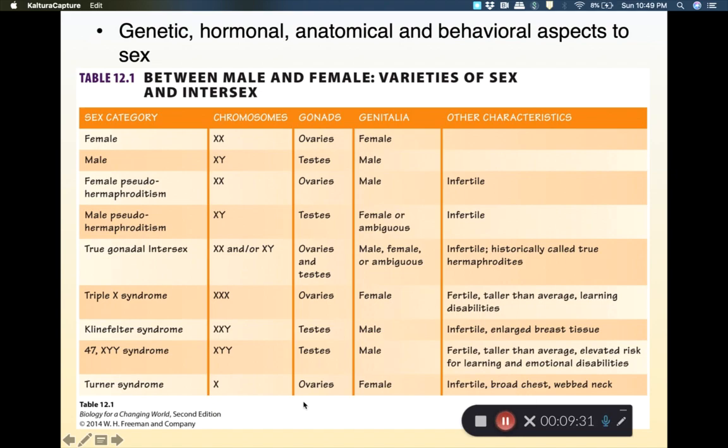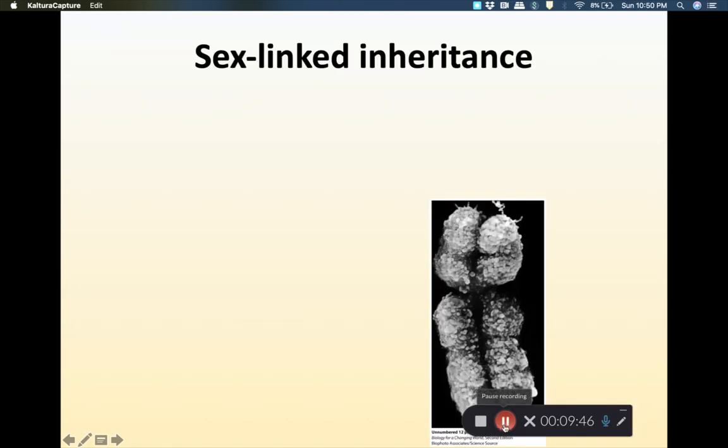So it's important to recognize that there is a lot more than just understanding whether or not you have an X or a Y to determine biological sex. And there are even more differences when we start exploring the world of gender.